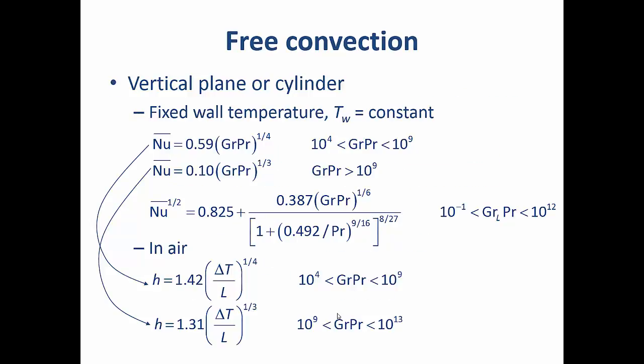Again, you get slightly different results if we go to a vertical plane or cylinder, and I show some example results here. And again, if we deal with air where the Prandtl number is of the order of 0.7, we can get some simplified relationships for convective heat transfer coefficient and show that they're proportional to delta T to the quarter for the Grashof number, Prandtl number product lying between 10 to the 4 and 10 to the 9, or proportional to delta T to a third for the Grashof number, Prandtl number product lying between 10 to the 9 and 10 to the 13.